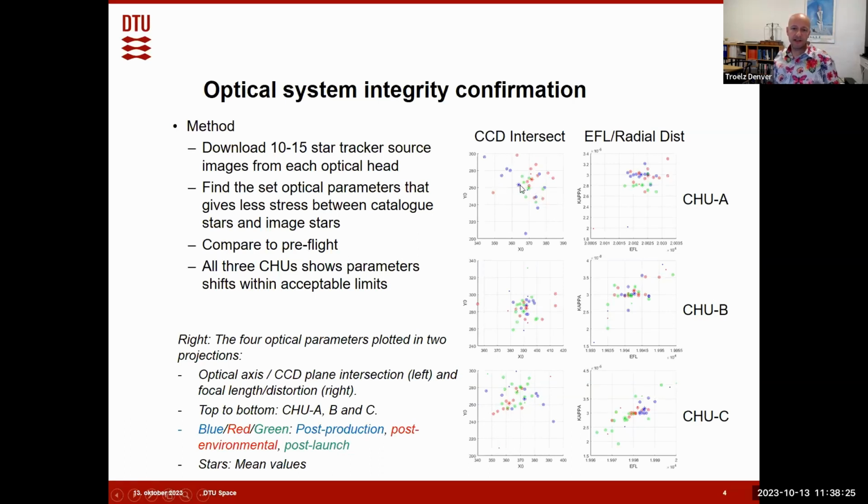We have blue here. This is the post-production values. We got the red ones. Those are the ones that were captured after environmental testing on the ground. And then finally, we have the yellow points, and these are from the images that are acquired in flight. So all in all, we have good agreement with the parameters captured during all 3 events or times, which means we have an optical system that is not being impacted by launch loads.